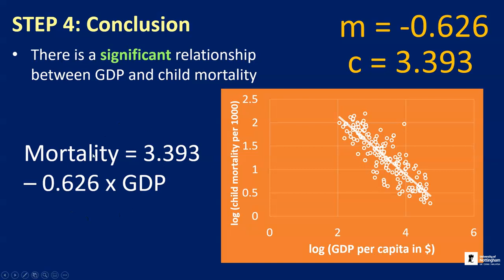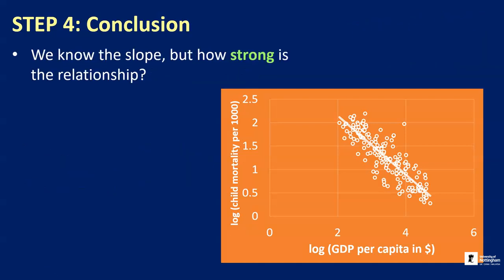Using this equation, child mortality is 3.39 minus 0.626 times GDP, and that's what gives you this white line of best fit here. So you can imagine if you extrapolate it back, you're going to end up with an intercept of about 3.4, and you've got this clear negative slope, negative relationship. Great, so we have concluded we have a significant relationship, and we can say exactly what that relationship is in terms of a slope and an intercept.